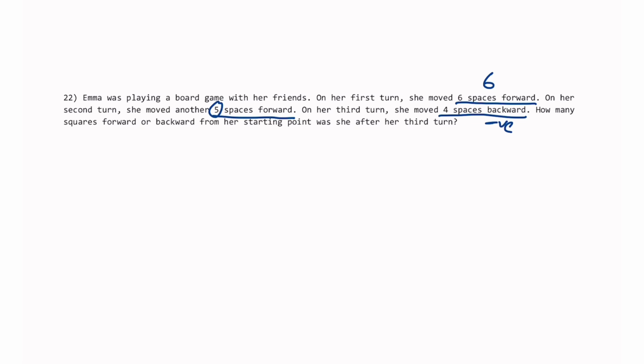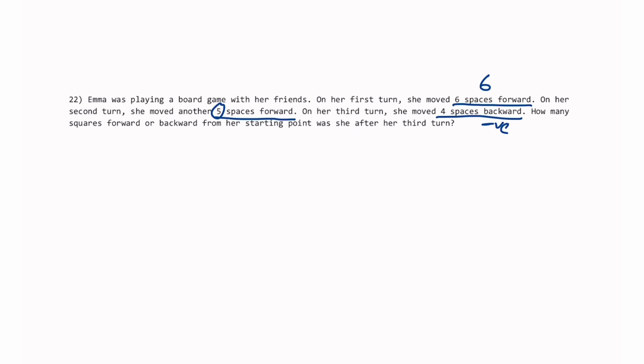This is a very simple question, right? So here, on her first turn, she moved 6 spaces forward, right? It's forward. So we are going to make it 6. And we are not going to write a negative. We'll make it positive because it's forward. Another turn, second turn, 5, right? And what does it say? Forward again. So it is positive again. Now here you can put positive, you can not put, it's up to you. It's not necessary, but it's understood that's positive. Then on the third turn, it's 4 spaces, but this time it is backward. So I'm going to put a negative sign.